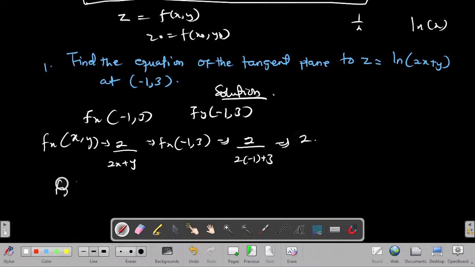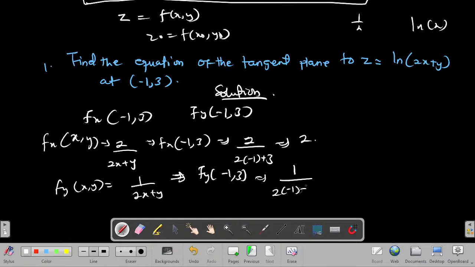When I come to my fy of x, y, when you differentiate y, you get 1. So 1 over the same expression, 2x plus y. For the differentiation part, nobody will teach you. You've done it already, so you should be able to find the derivative of this expression. This one is just application of first calculus 1. Okay. So it's progressive. At this point, you find your fy of negative 1, 3. Like that, you're going to get 1 over the expression 2 multiplying negative 1 plus 3. That's going to give us 1. So now we have fx equal to 2, fy equal to 1, right?